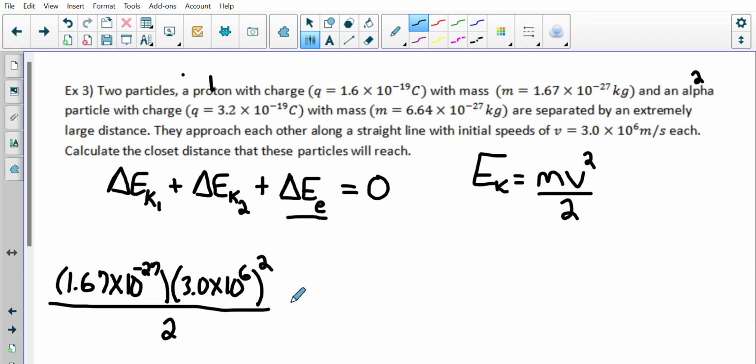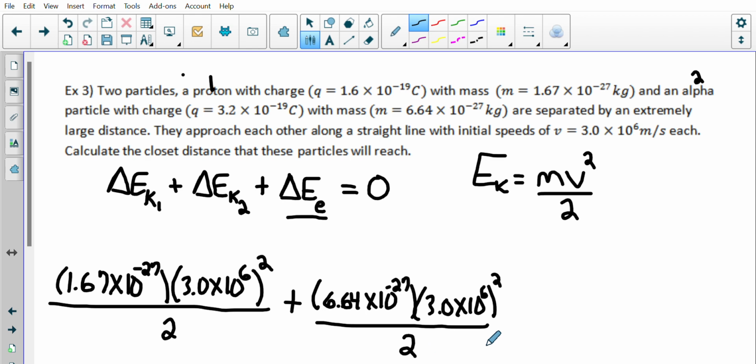All right, plus we have our alpha particle, which has another different mass of 6.64 times 10 to the power of negative 27 kilograms. Our velocity here is the same one, so 3.0 times 10 to the power of 6. I got to square that, and again, divide by 2.